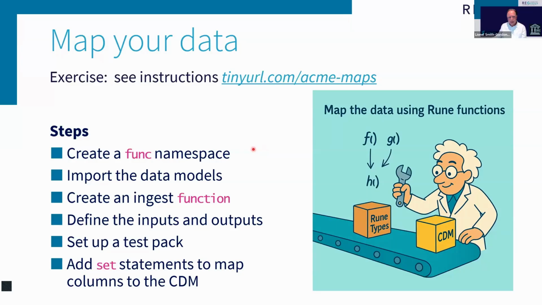Specifically, the steps we're going to go through are: we're going to create another namespace, which is going to be a function or func namespace. We are then going to create an ingest function. We're going to then define the inputs and outputs for that function, set up a test pack, and then iteratively we'll add some set statements. Please have a look at the Acme Maps tiny URL and see if you can work quickly through this example. And I'll come back in a few moments and we'll work through that one again.